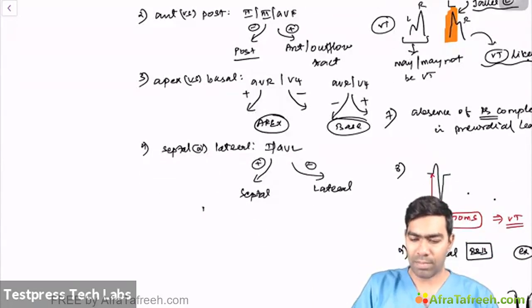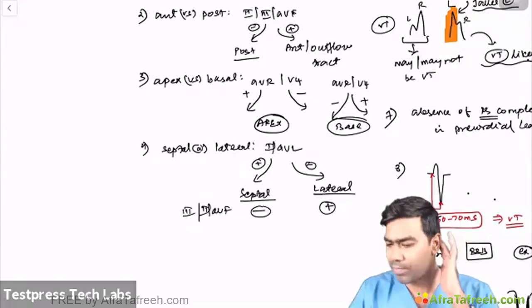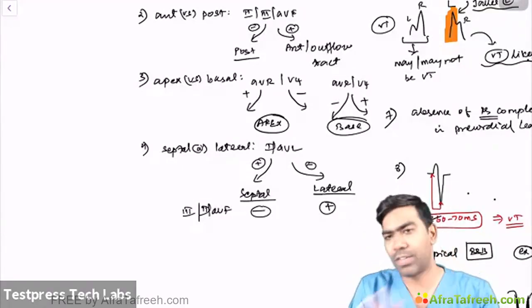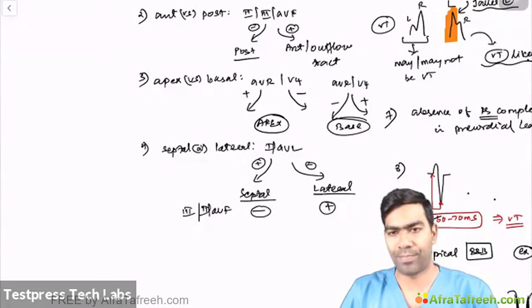At the same time, many of the times, leads 2, 3 and AVF, if you see, septal will be negative and lateral will be positive. Usually, most of the times if it's originating from the septum, 2, 3 and AVF will be negative, and if it's originating from the lateral zone, 2, 3 and AVF will be positive.